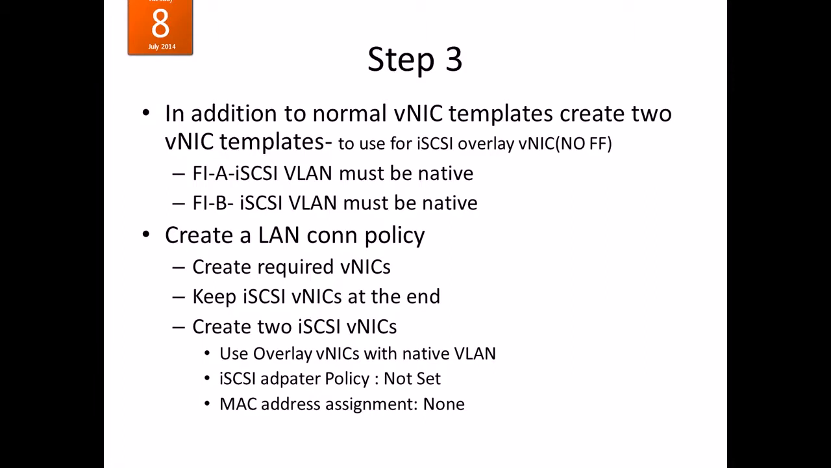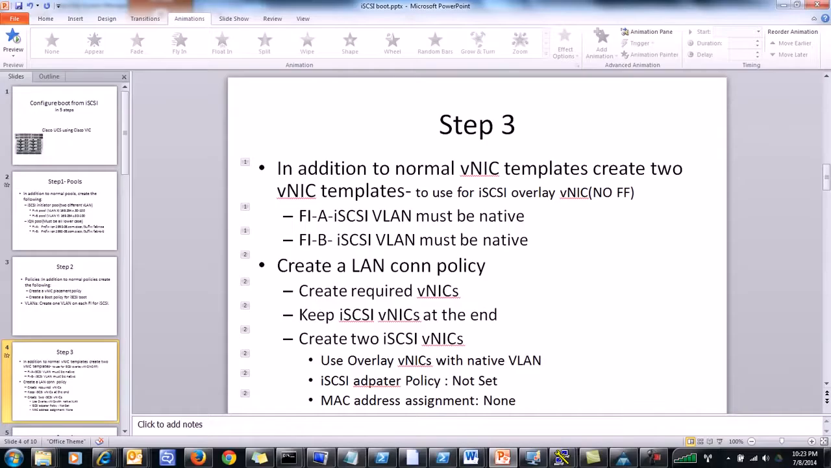So I'll show the process and a few points to remember here. Once you create an iSCSI vNIC using the overlay iSCSI vNIC, then you have to again use the vNIC with native VLANs. iSCSI adapter policy is not set. MAC address assignment is not. Again, if you search Google for sample configuration for UCS iSCSI boot, you'll see a lot of documentation on that. So let's go and create a vNIC template and then your LAN connection policy.